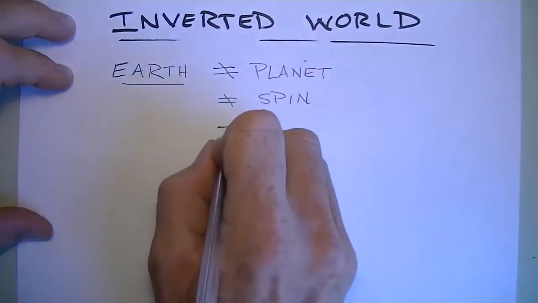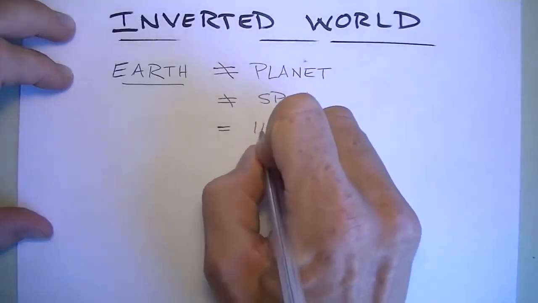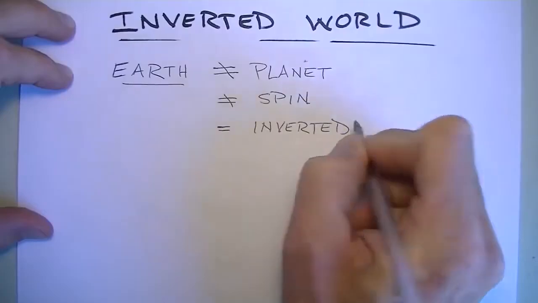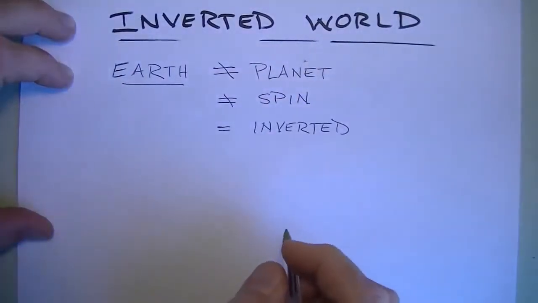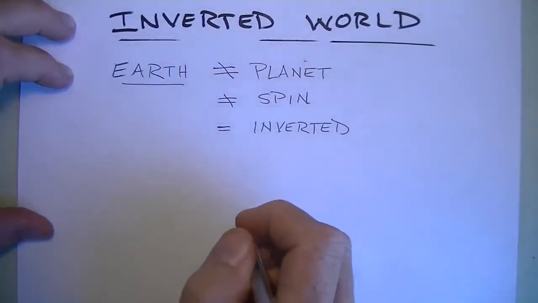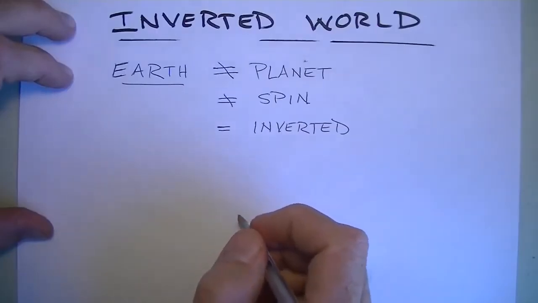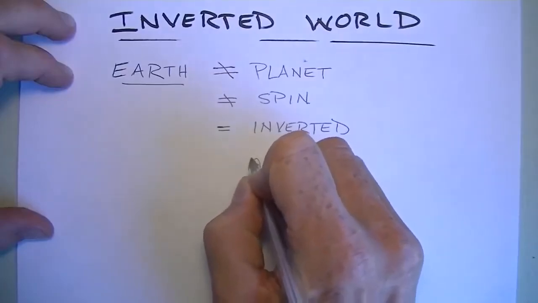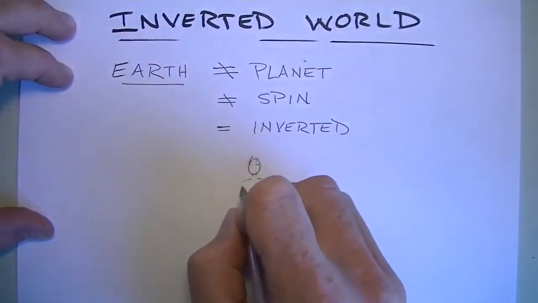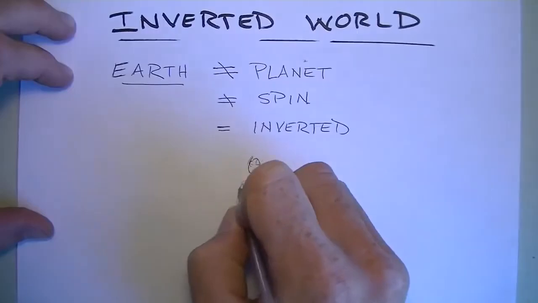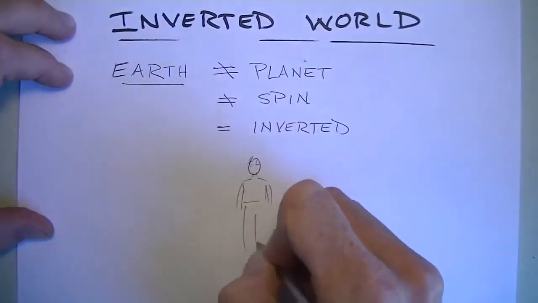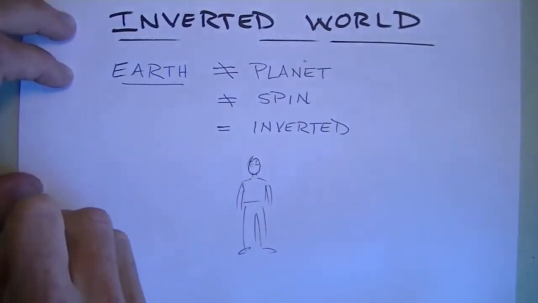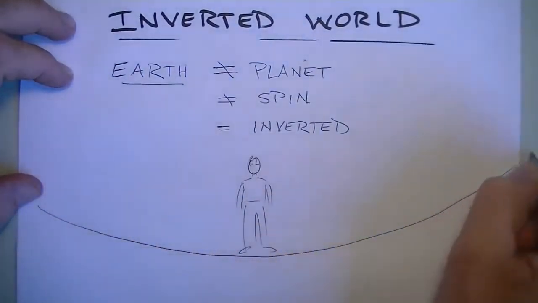Earth is inverted. What does that mean, inverted? Well, that means that the surface of the Earth on which you stand curves upward. So if this is you, you are standing on the inside surface of the Earth.